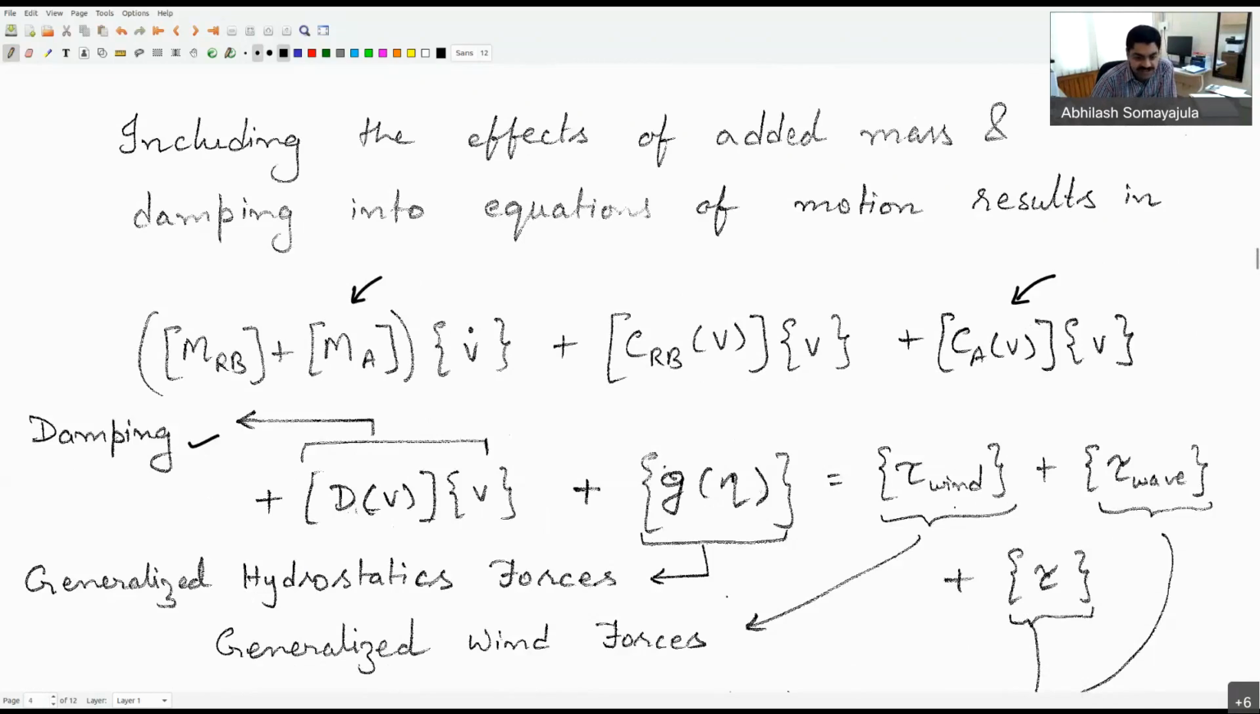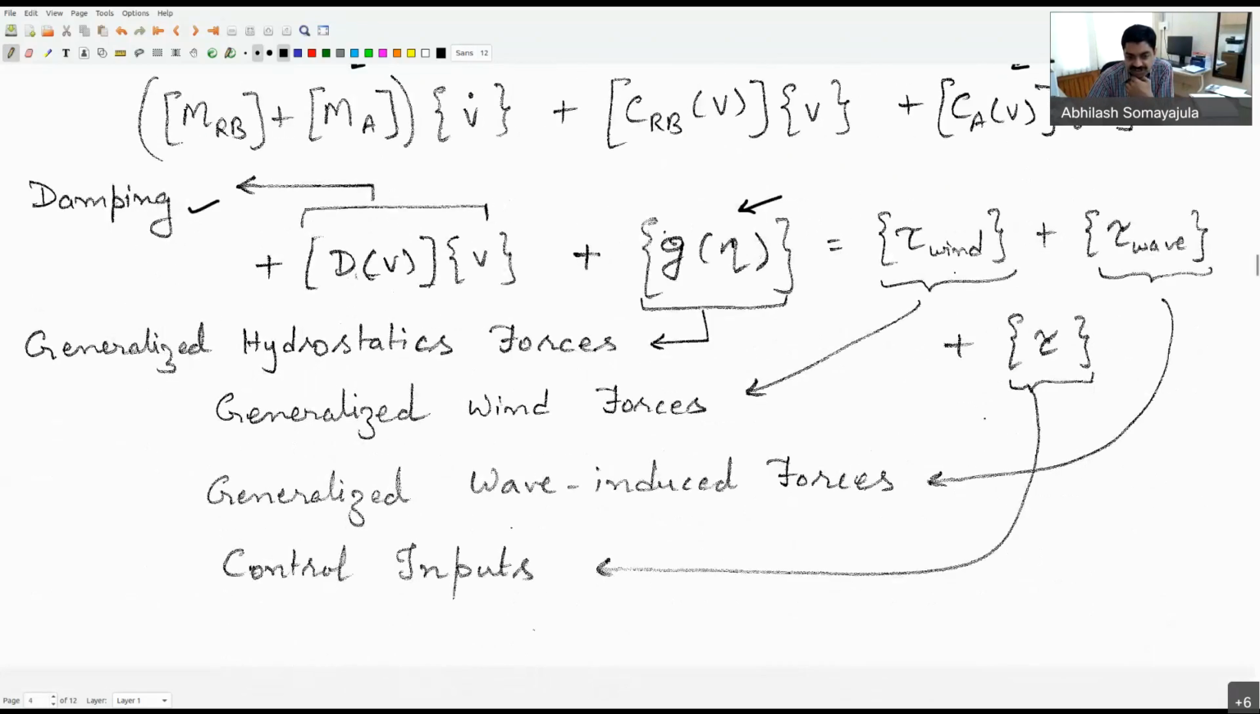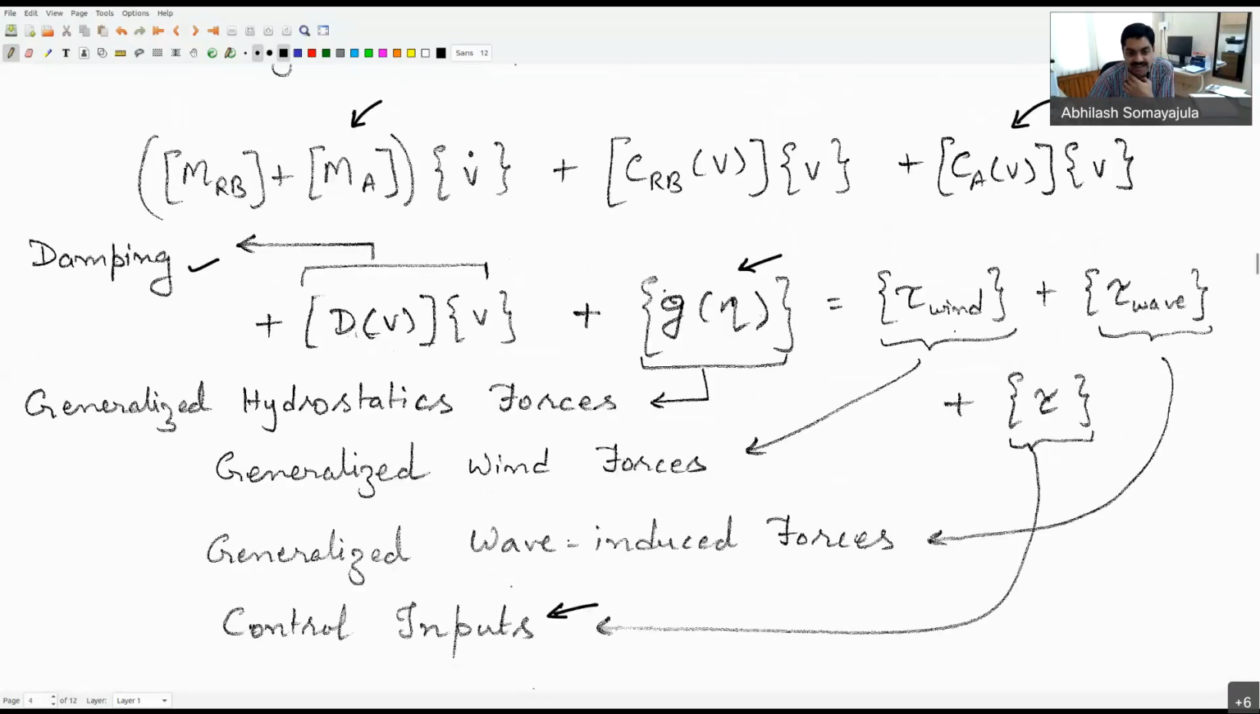And in case we are considering any of the sea-keeping modes, then we'll also have to include a hydrostatic stiffness vector. And then we could separate out the external forces acting on the system as one due to the wind. So those are the generalized wind forces. You have the generalized wave-induced forces, and then you also have the control inputs. So these are the things which you will use to control the vehicle to track a desired path, or if you want to maintain a certain orientation and position, you'll be applying control forces through these control inputs.